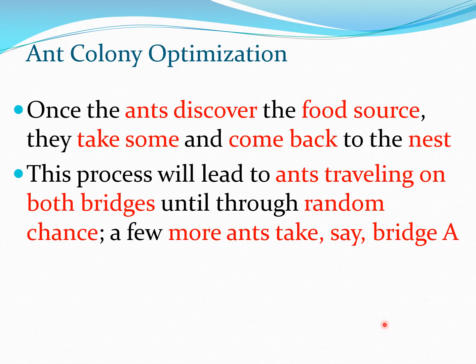Now once the ants discover the food source, they take some and come back to the nest. Now this is a particular habit which is there in ants. And therefore when they go back to their nest, the process can begin on both the bridges, and naturally they will also try to take both the bridges when they go back. All this is random until a situation would happen where a few more ants may take, say, bridge A.